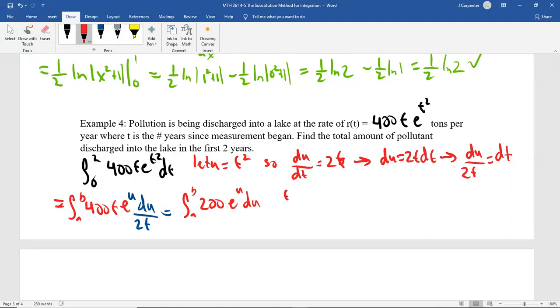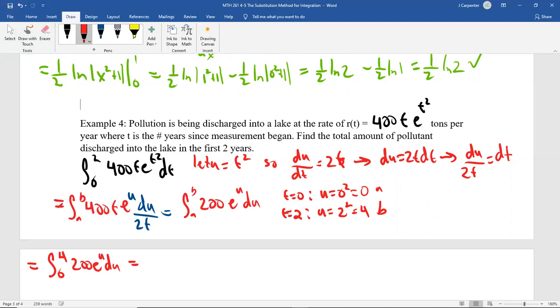So when t is equal to 0, that's year 0, plugging that into the let statement, u would be 0 squared, which is also 0. So that's the a. When t is equal to 2, your u is 2 squared, which is 4, so that's the b. So this is the integral from 0 to 4 now, not 0 to 2, of 200 e to the u du. If you like pulling out the 200, be my guest. I really only mainly focus on doing it when it's a fraction part, but it's still cool to do it this way. 0 to 4, e to the u du.